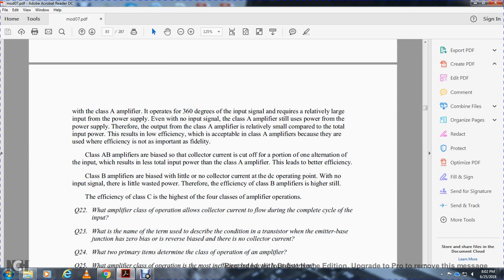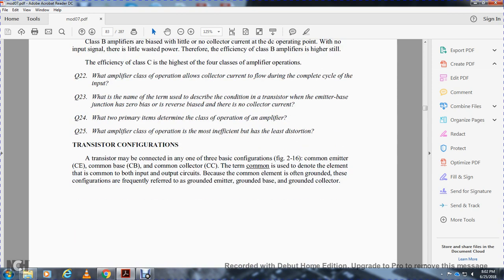Class B amplifiers are based on little or no collector current during the DC operating point, whether or not there is an input signal. There's little wasted power, therefore the efficiency of the Class B amplifier is higher. Still, the efficiency of the Class C is the highest of the four levels of amplifier operation.